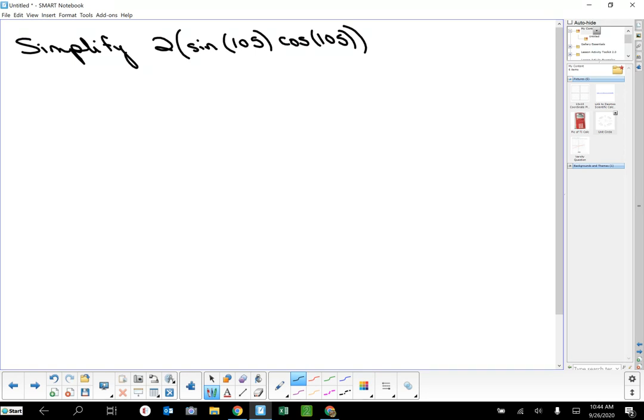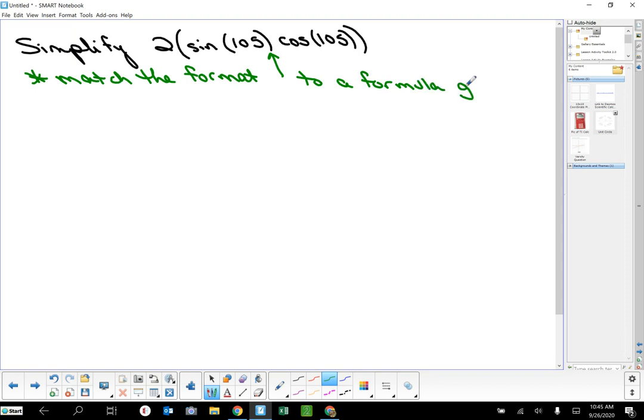And so the hint that I'm going to give you is to match the format given here to a formula that you have given earlier.